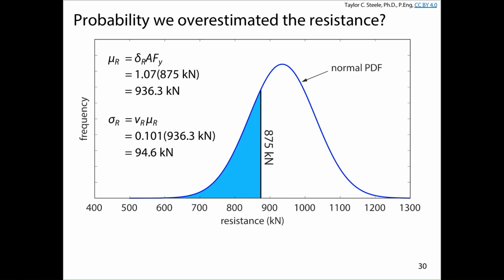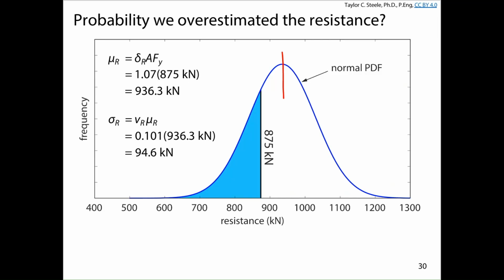Because the mean is higher than the estimate, the mean's somewhere out here, which means on average it's going to be higher, but sometimes it's going to be smaller. How do we determine the probability that we've underestimated or overestimated the strength using AFY? What kind of problem is this from statistics? It's a normal distribution problem for sure.